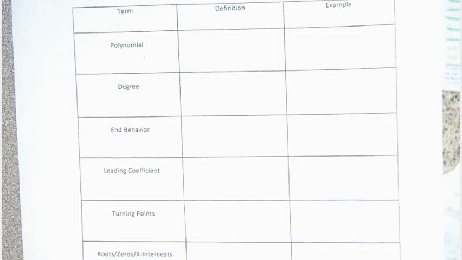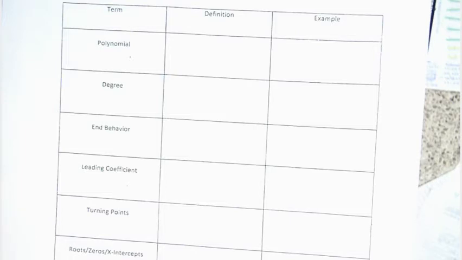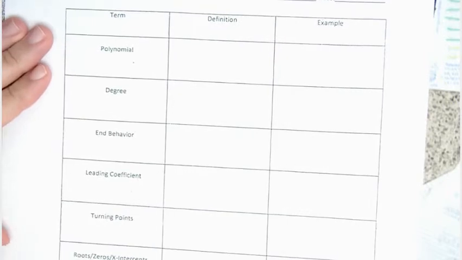Okay, so here is the explanation for our little vocabulary activity before you guys start the investigation on Desmos.